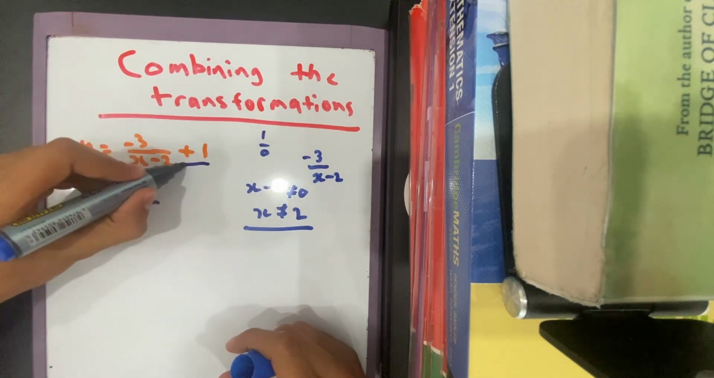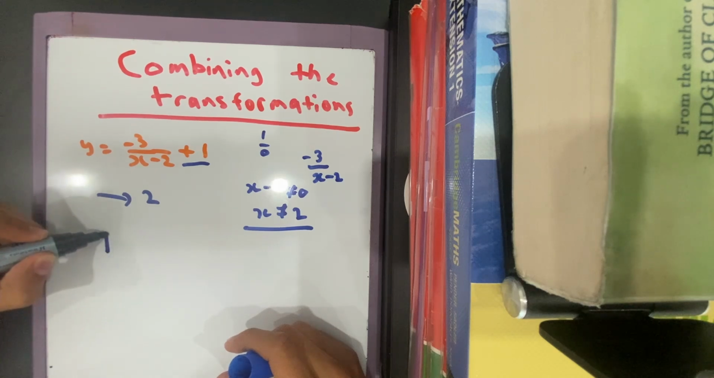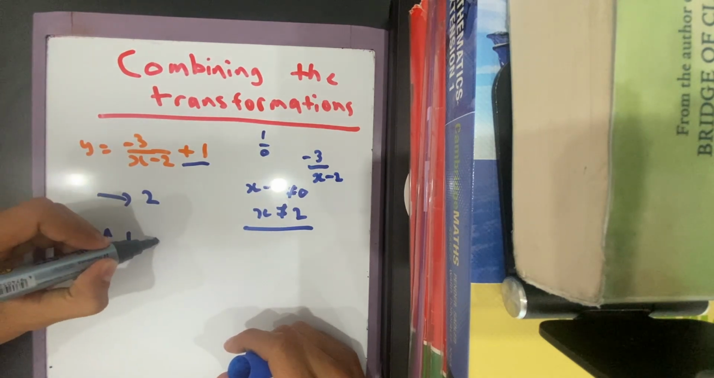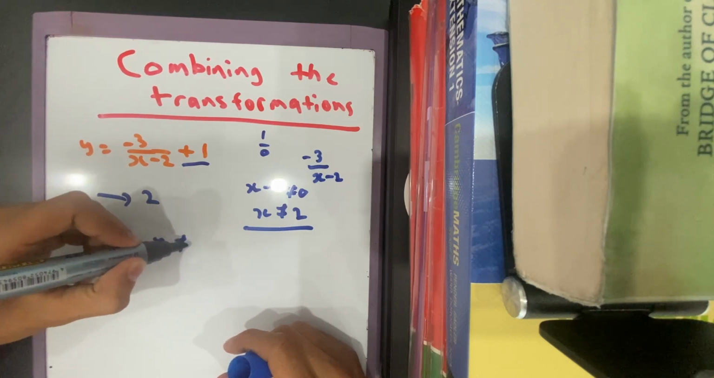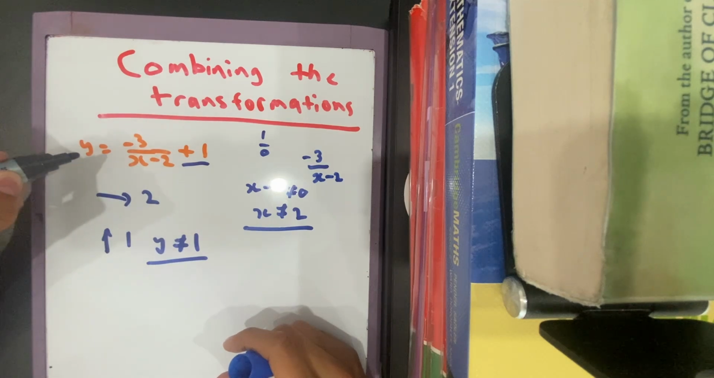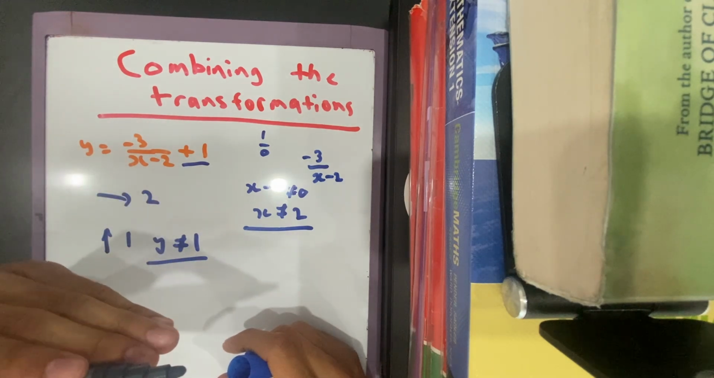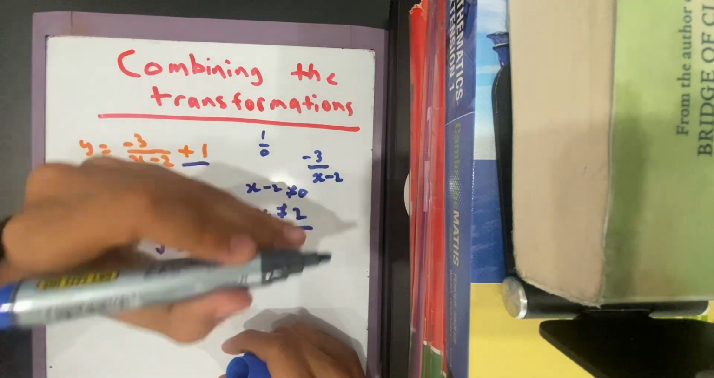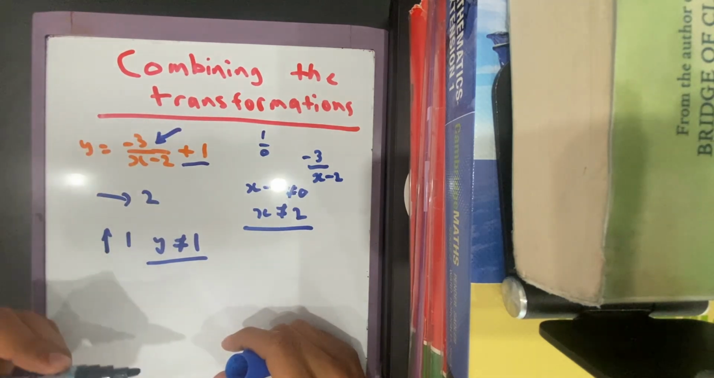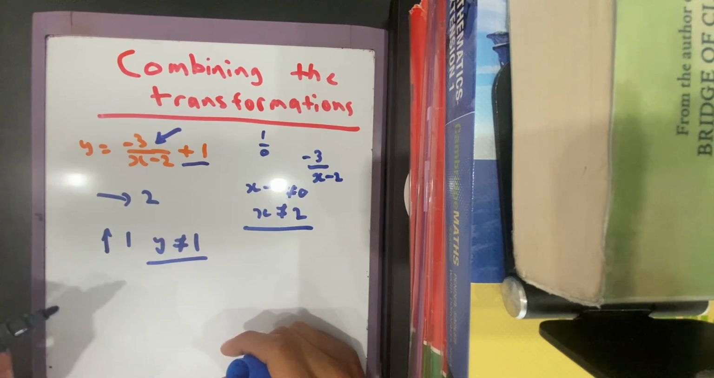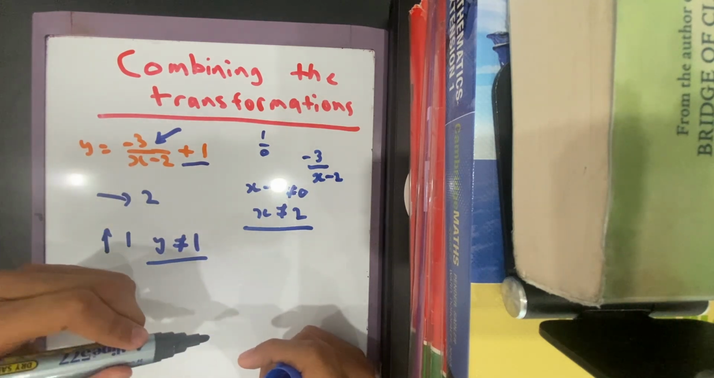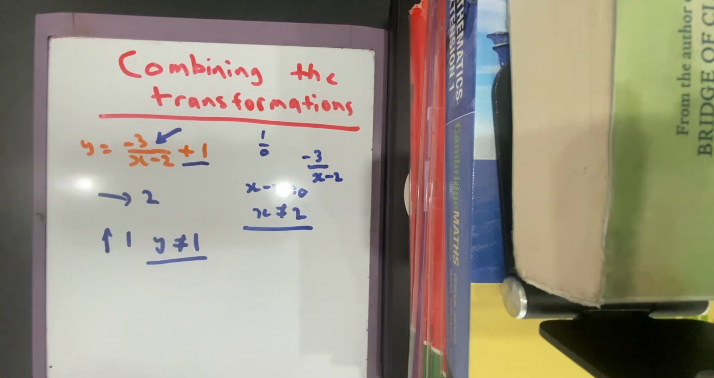Now let's look at this value here. This will shift the graph up by 1 unit, which will give us a y asymptote of 1. It will shift the y asymptote up by 1. Now let's look at this negative 3 here. What that will do is flip the graph, and it will stretch it as well.